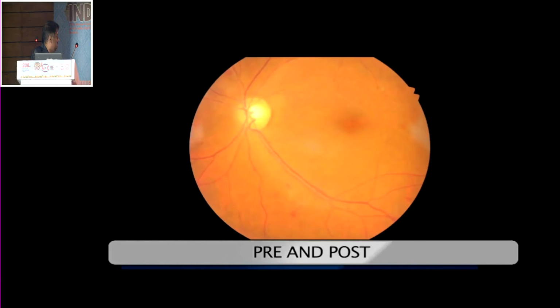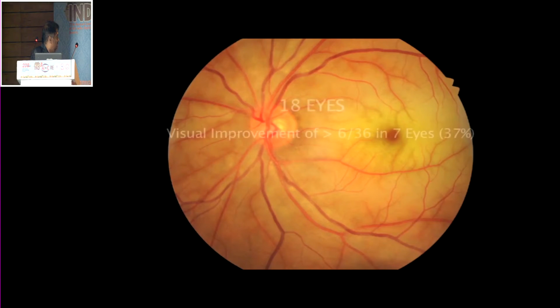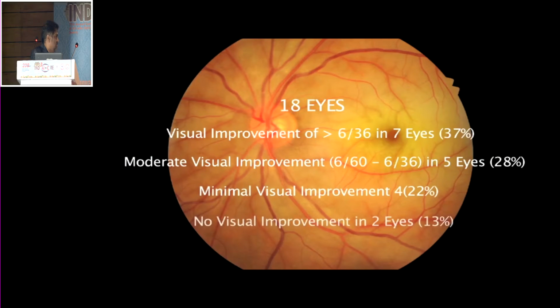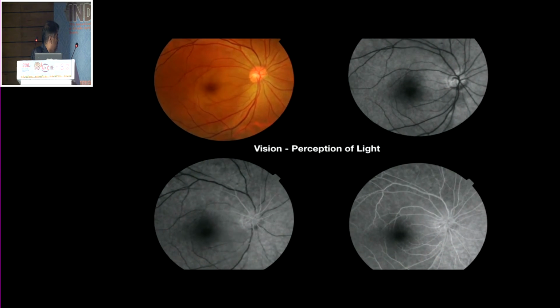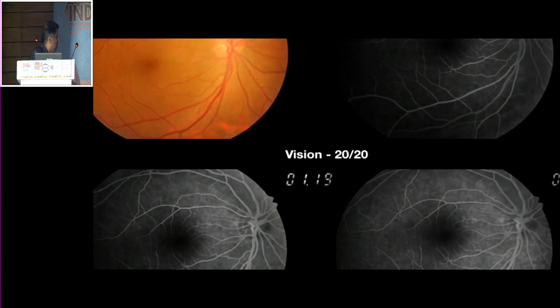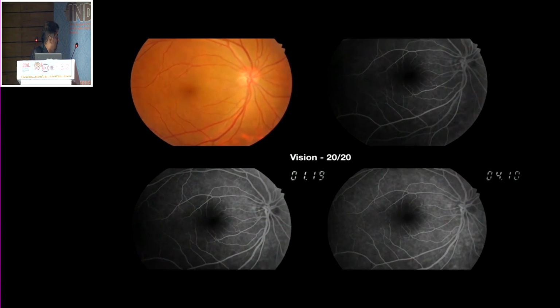Encouraged by the results, we have done this procedure in 18 eyes with central retinal artery occlusion and have got very positive results. The most gratifying result was in this 40-year-old cardiac anesthesiologist who presented with a vision of only perception of light. She was operated within 3 hours of the onset of CRAO and she went ahead to recover 20/20 vision.